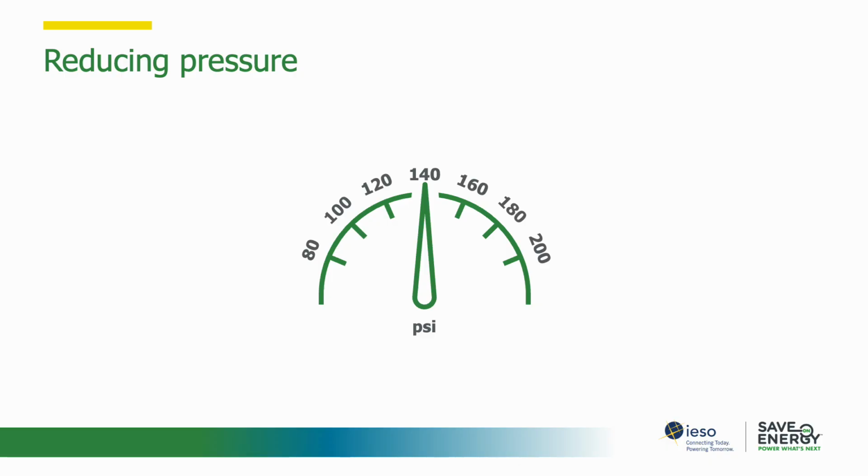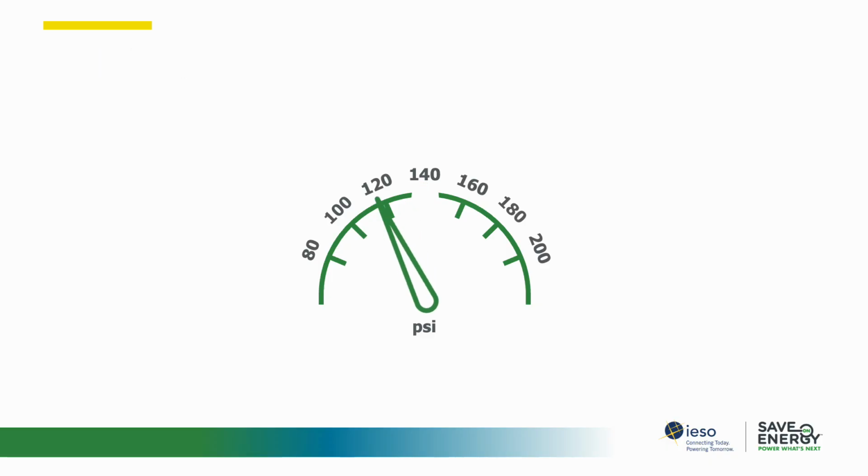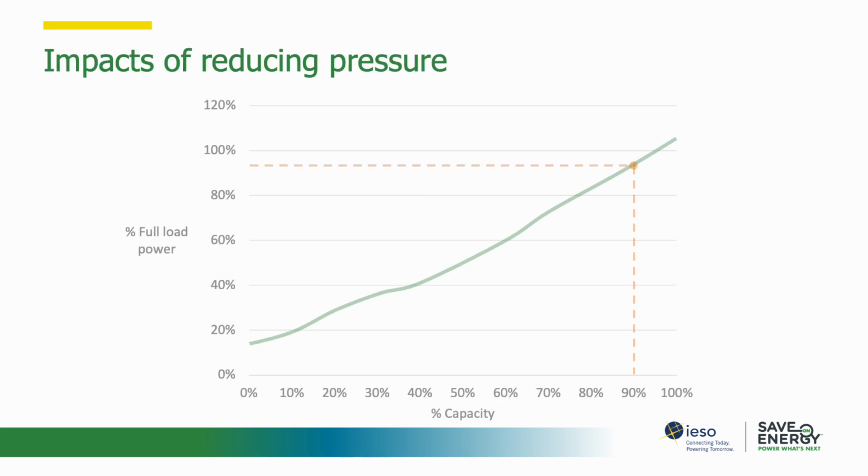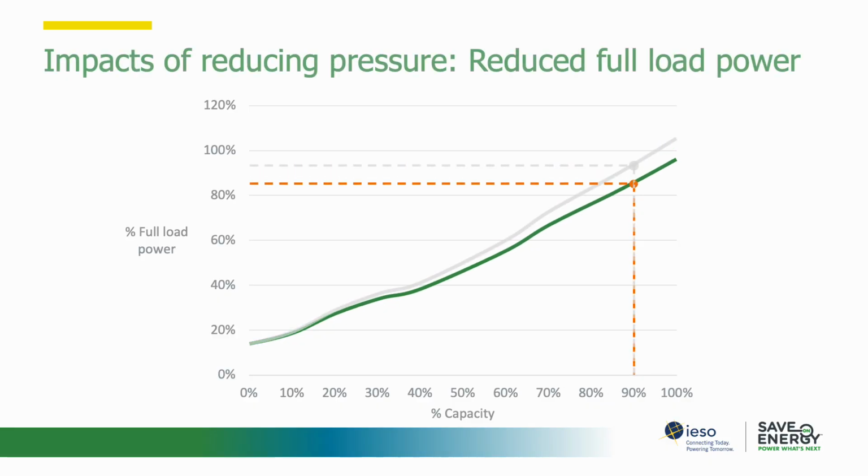Reducing pressure means either reducing the discharge pressure of the air compressor or reducing the pressure to specific end uses. Reducing the discharge pressure of the air compressor has two impacts. First, the compressor doesn't need to work as hard to compress the air. This reduces the full load power.